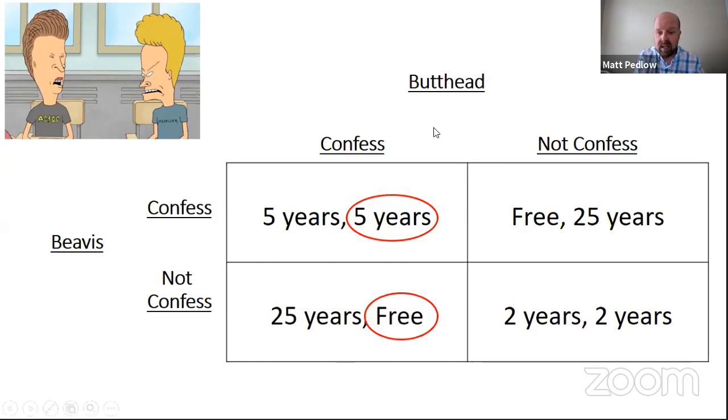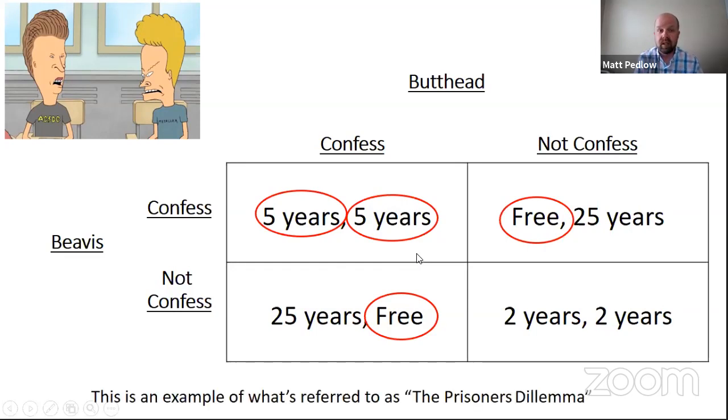Okay, so now let's see what Beavis does based on what Butthead is going to do. Beavis is going to confess because 5 years is better than 25 years. So if Butthead confesses, Beavis confesses, 5 years is better than 25 years. If Butthead does not confess and Beavis confesses, he goes free. If he doesn't confess, he gets 2 years. So free's better. Now they're both going to confess, and that's why they call this the prisoner's dilemma.